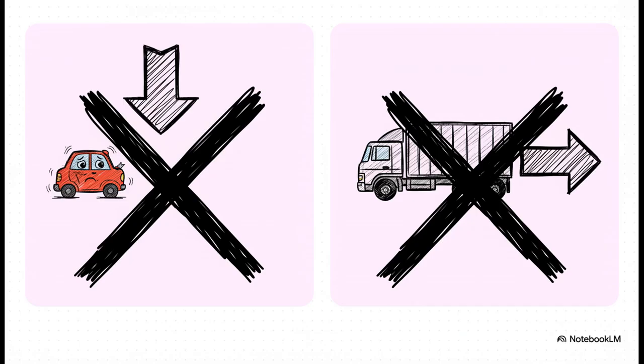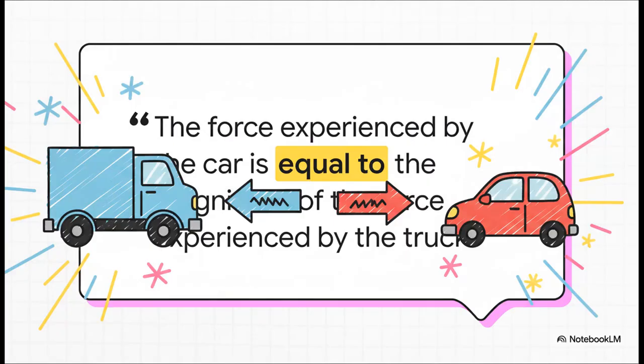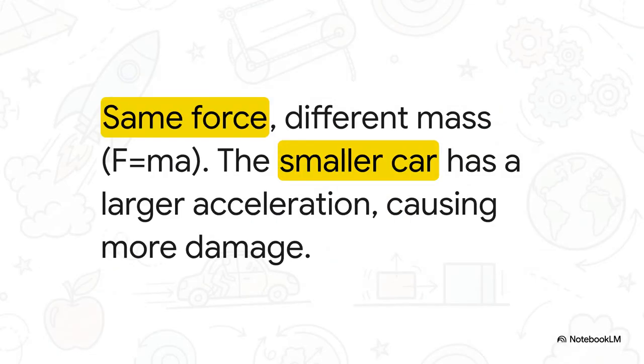But they're both wrong. And this is the completely counterintuitive truth of Newton's third law. In any interaction, any collision, any push, any pull, the forces are always equal and opposite. The force that the truck puts on the car is the exact same size as the force the car puts on the truck. Period. So if the forces are equal, why does the car get absolutely mangled?